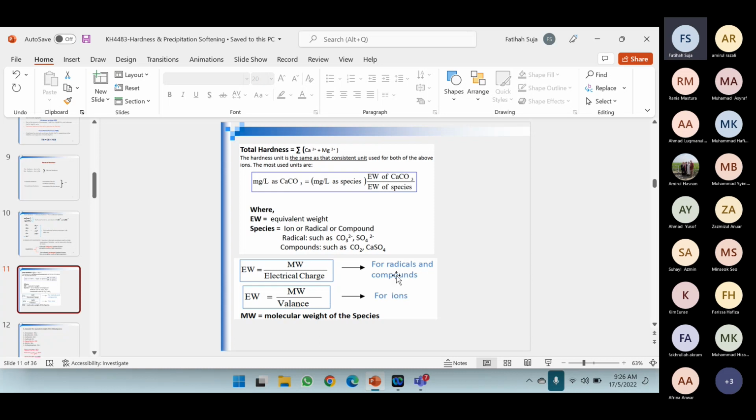Semua tak tahu ke? SO4? How many of you have taken wastewater treatment?